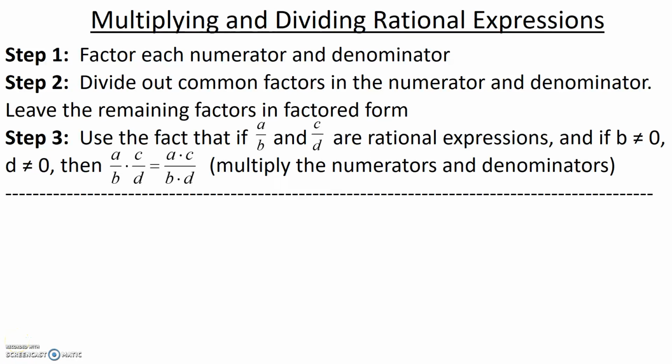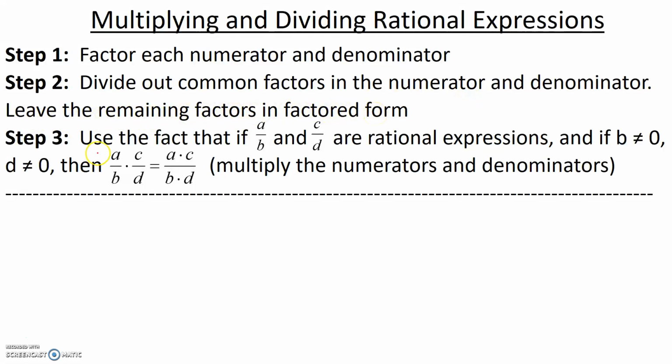In this section, we will learn to multiply and divide rational expressions. Here are the steps. Step 1. Factor each numerator and denominator. Step 2. Divide out the common factors in the numerator and denominator. Leave the remaining factors in factored form.